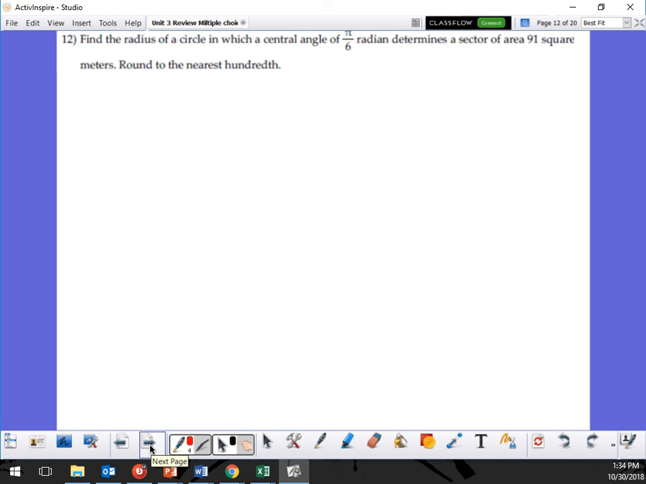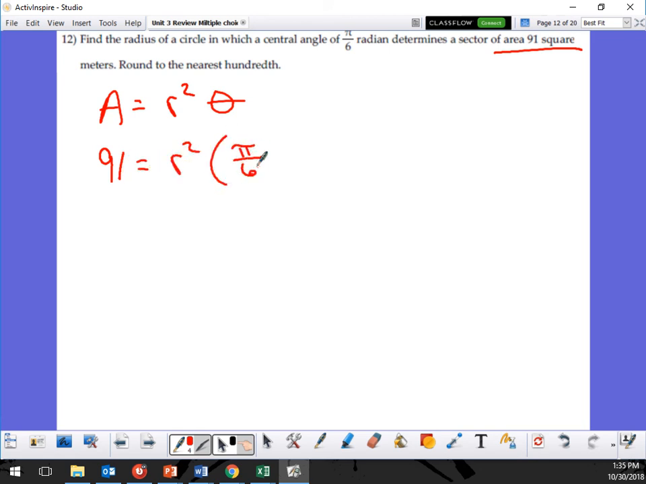Find the radius of a circle in which the central angle is pi over 6 radians. Determine the sector area is 91 square meters, round to the nearest hundredth. So I'm using the area formula because it gives me an area, right? Again, my area is equal to one half r squared theta. So 91 is my A, equals one half r squared times theta, which is pi over 6.